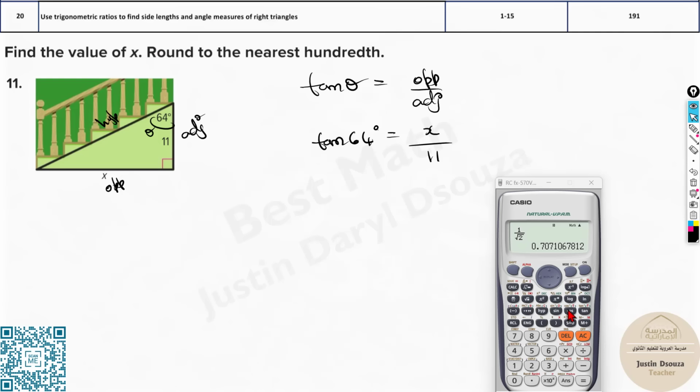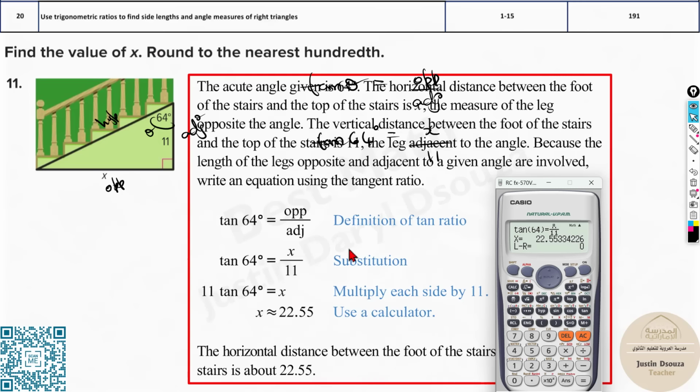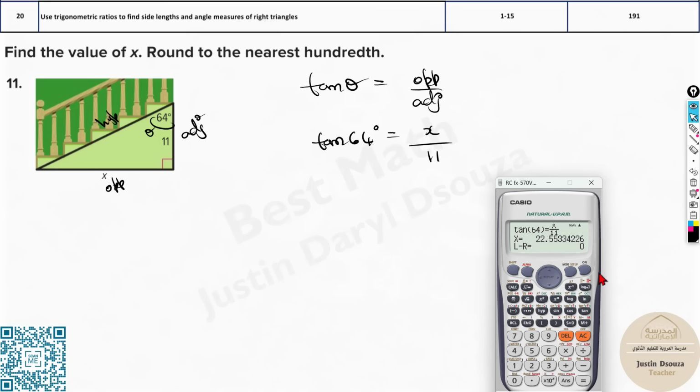So here I'm going to write tan 64, close the bracket, equals x divided by 11, shift and solve, and then press equal. Your answer is 22.5. Also, you can take this 11 to the other side, and it'll just be 11 multiplied by tan 64, and the answer is 22.55.